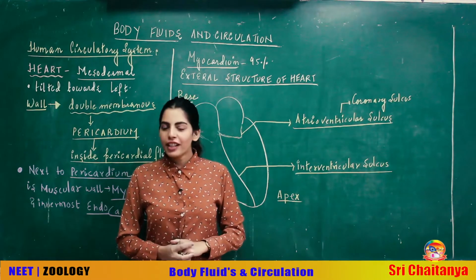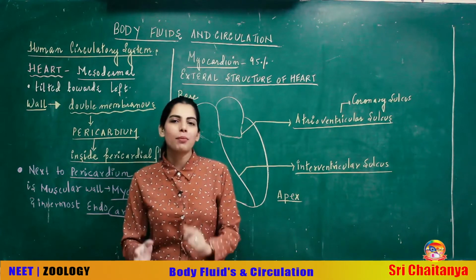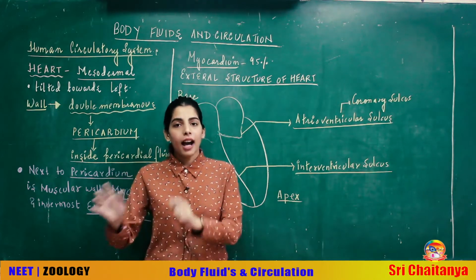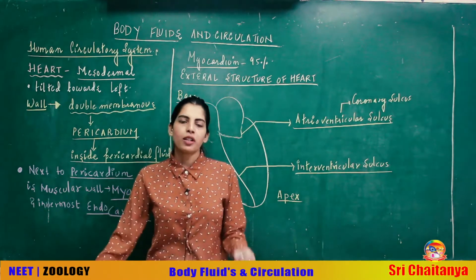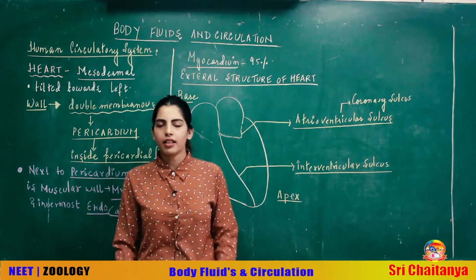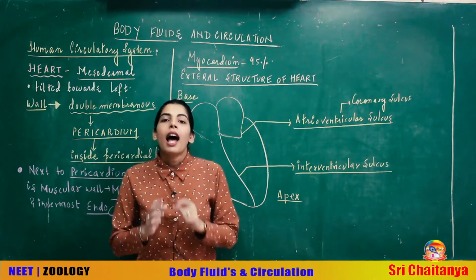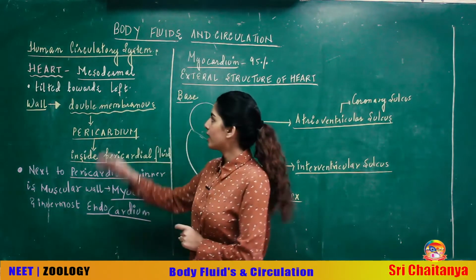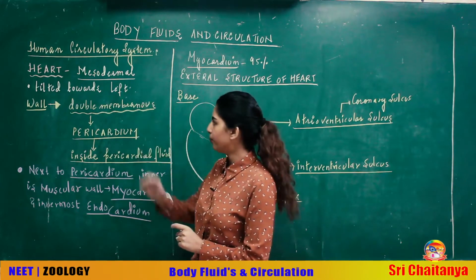Students, we were already discussing the chapter body fluids and its circulation, and we were done with the different body fluids, blood and lymph, the blood grouping, the clotting factors, the coagulation. And today we are going to start with the next part, which is the human circulatory system.